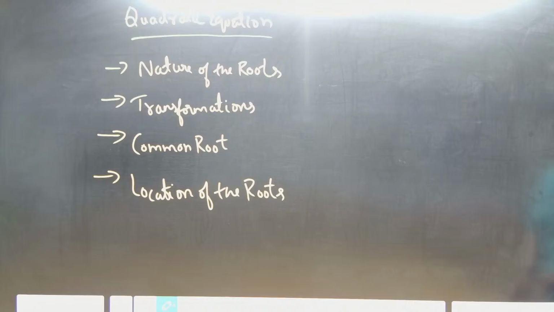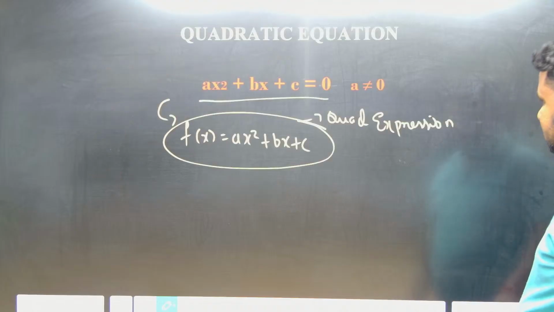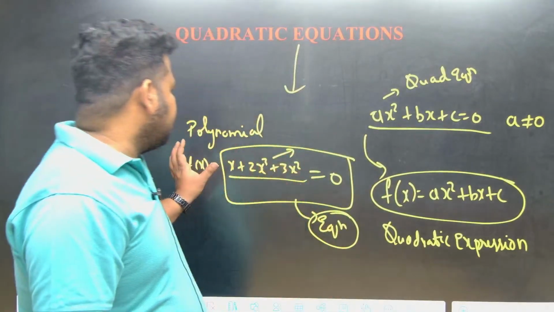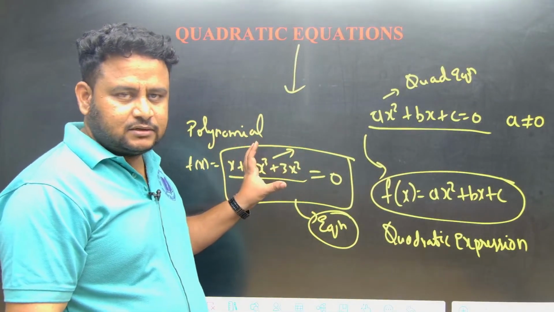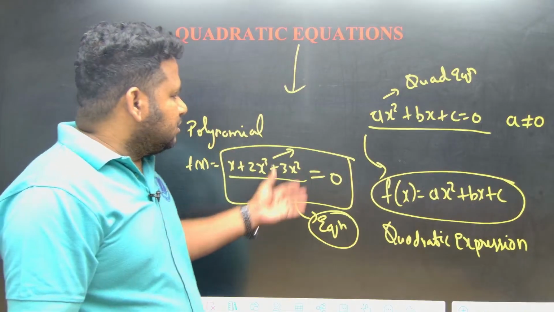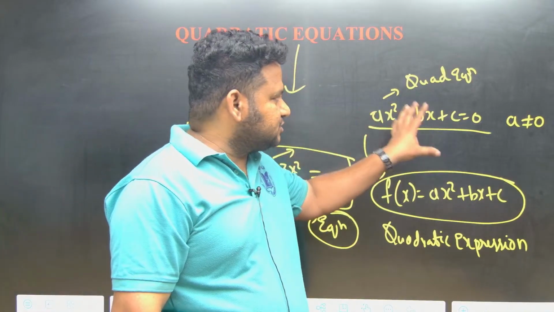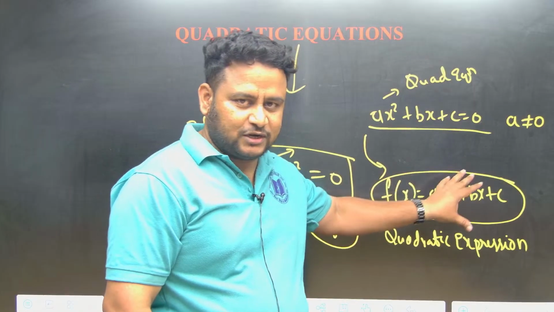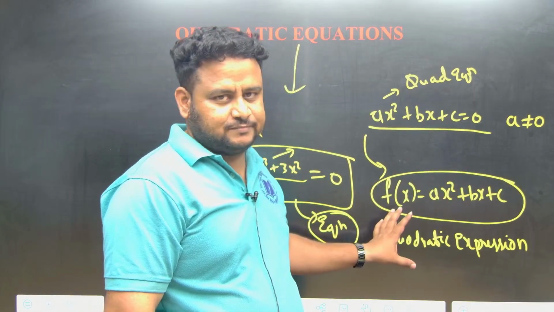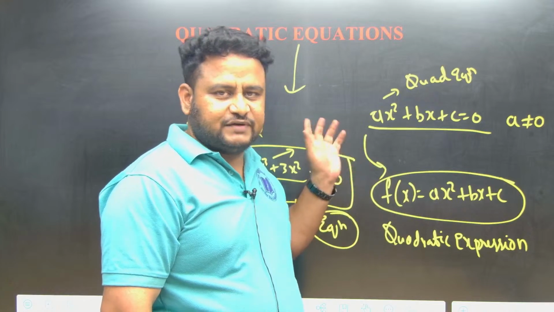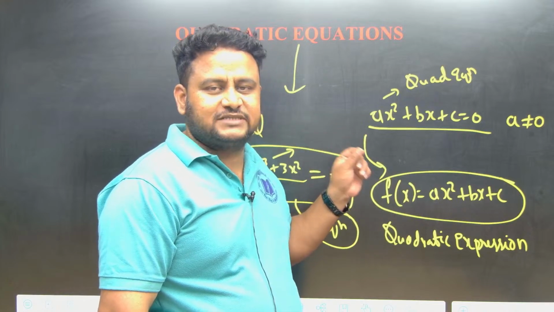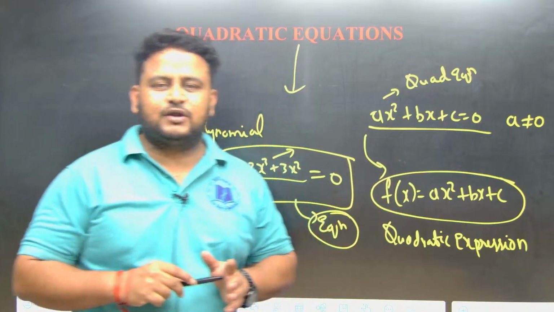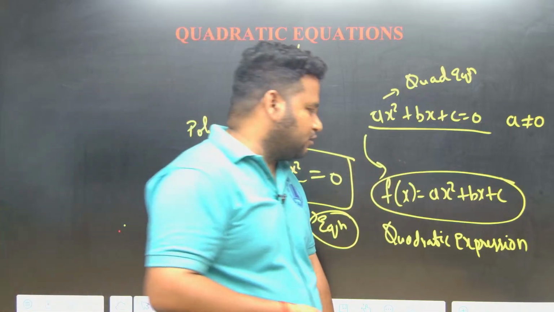Okay, let me reiterate what I told you. We are discussing quadratic equations. Any polynomial, if you equate it to 0, becomes an equation. But instead of equating to 0, if you write f(x) equal to that polynomial, it becomes a quadratic expression. If the degree of the polynomial is 2, we call it quadratic. If it is 1, linear. If it is 3, cubic. If it is 4, biquadratic, which you know.